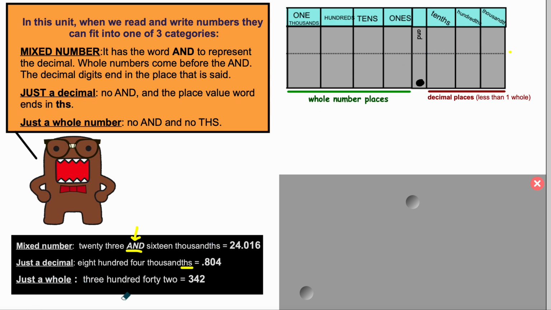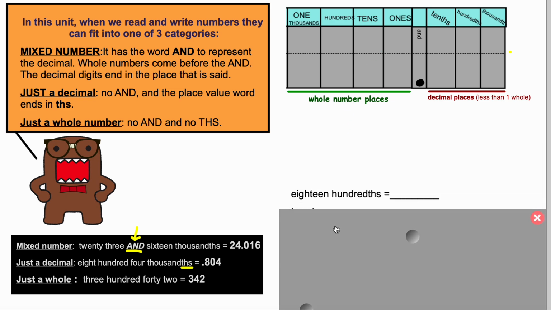And just a whole. 342. There's no THS. There's no "and." 342. Easy peasy lemon squeezy. Kiddos, you know more than you think you do. You know how to do that. And if you want to write the decimal, it comes after the ones place. Or you don't have to. Cool. Now let's apply this and see if we can do it independently.